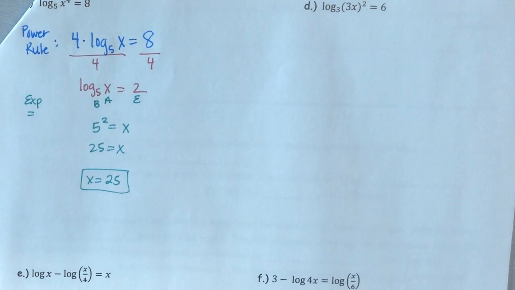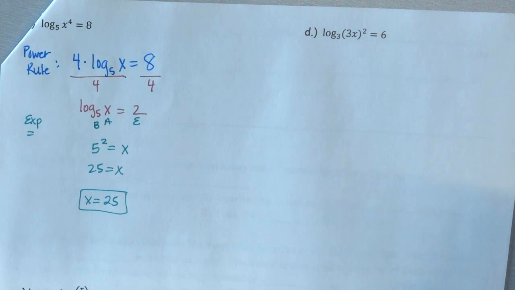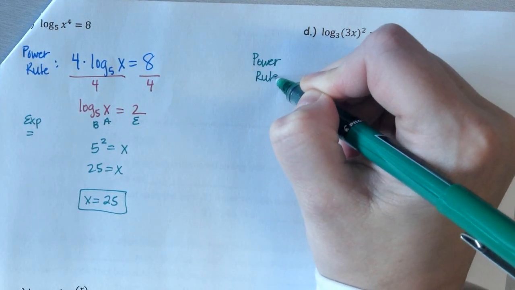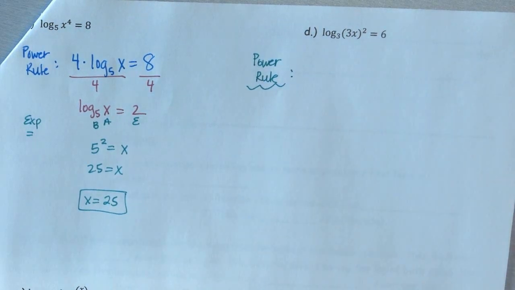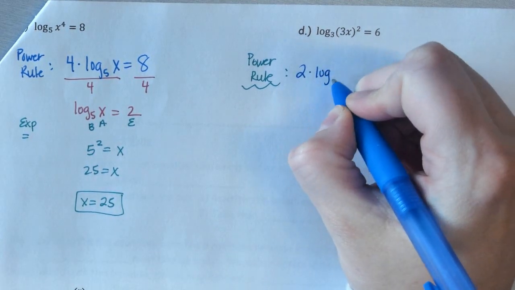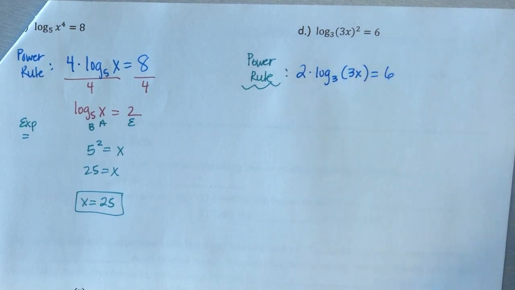So part B is going to be very similar. Again, you have an exponent. Anytime you have an exponent, you have to use the power rule. Okay, so that's going to go in front. So we have 2 times log base 3 of 3x equals 6.